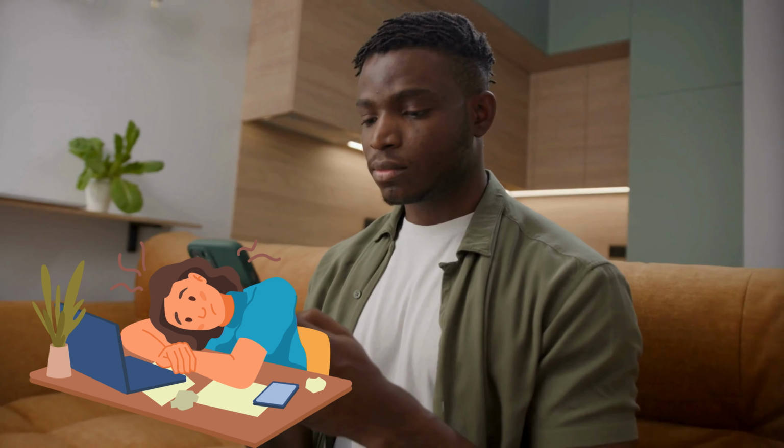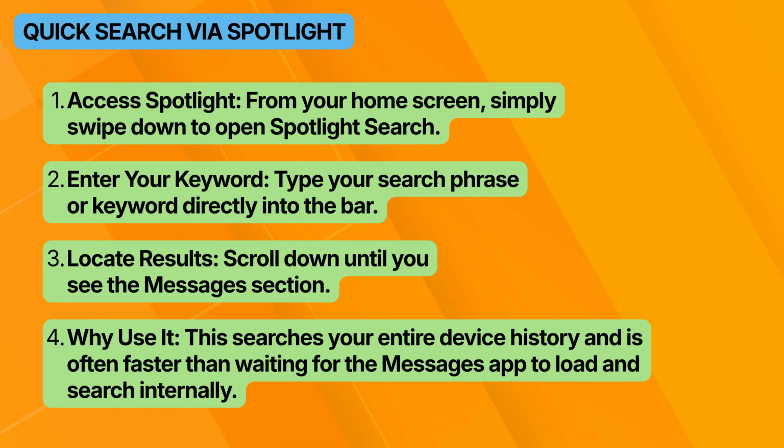Now, what if you're lazy or your hands are full? You actually don't even need to open the Messages app to search your texts. From your home screen, swipe down. This is Spotlight Search. Type your phrase here. Scroll down a bit and you'll see a section for messages. This searches your entire device history. It's often faster than waiting for the Messages app to load.